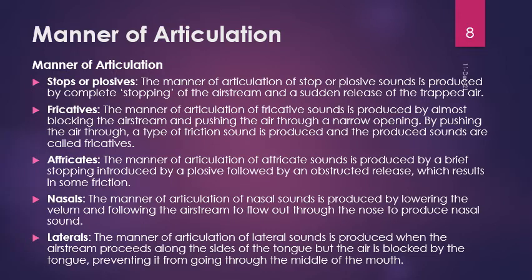We have nasal. The manner of articulation of nasal sounds is produced by lowering the velum and allowing the air stream to flow out through the nose to produce the nasal sound. That means the passage through the mouth is shut while the opening through the nose is left open for air to pass through, whereby sound is produced through the nasal.